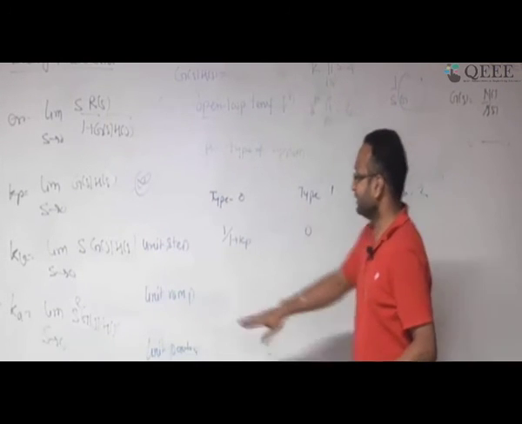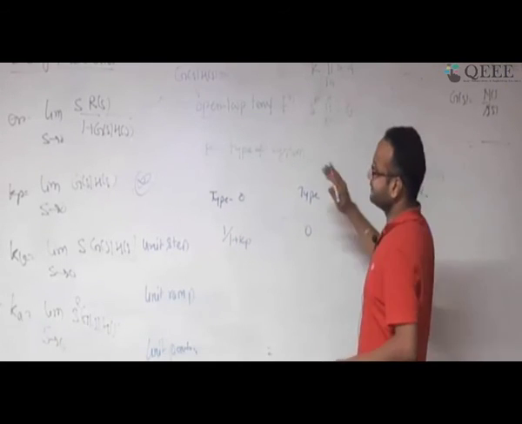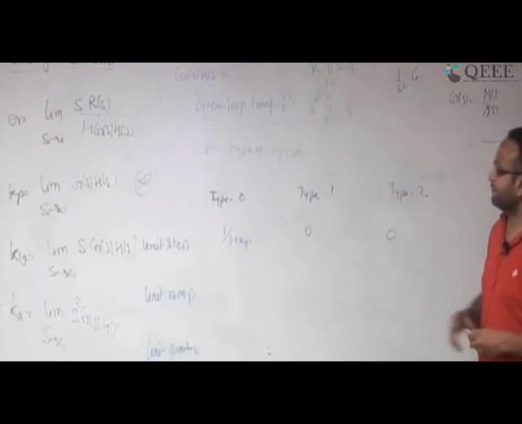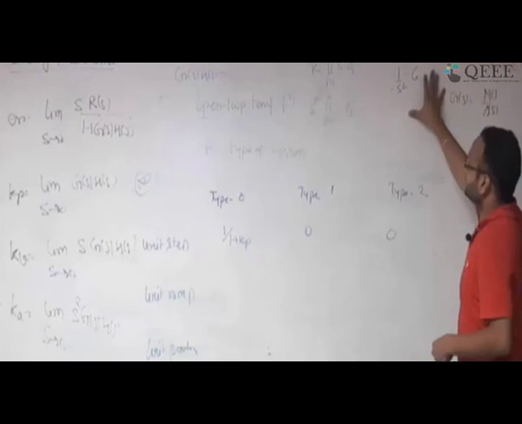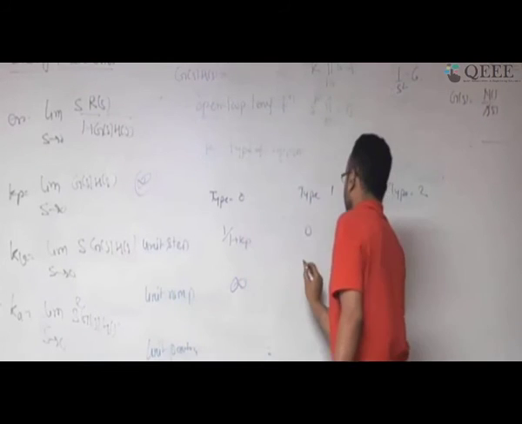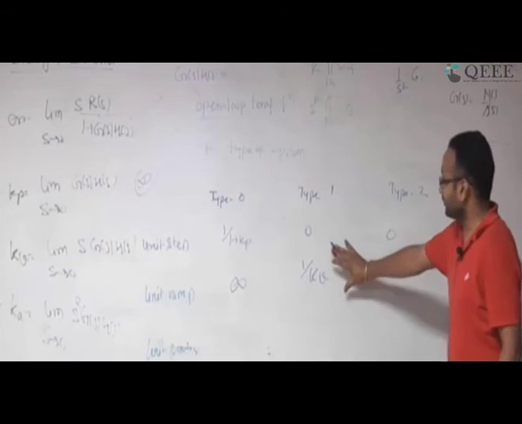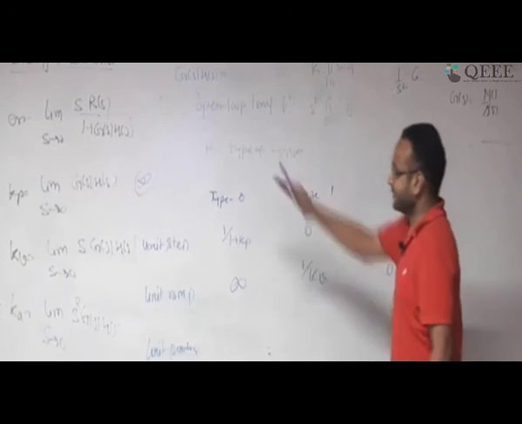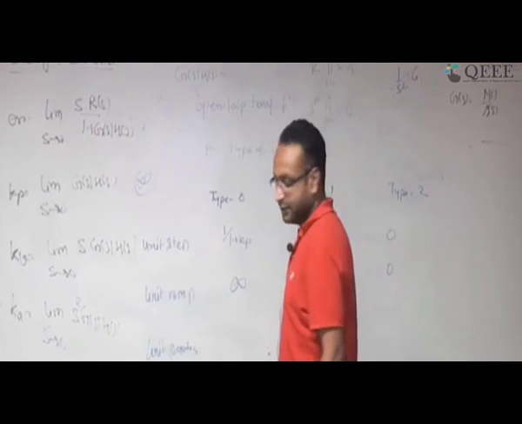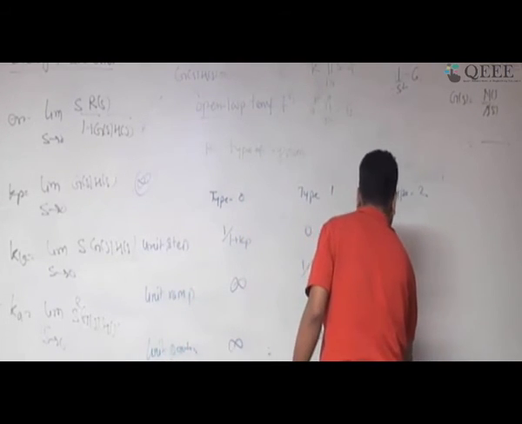Now, consider unit ramp input. For unit ramp input, the error means you have to solve 1 by S square, G of S H of S entire thing. Now, look at type 0 system. If you solve it, this quantity is going to be 0 and the error is going to be infinite, and this is going to be 1 by Kv and this is going to be 0. So, this information you can fill up if you solve it. The error which I have mentioned, this part for this input, and if you have a unit parabola, then this point error is going to be infinite, 1 by Ka.